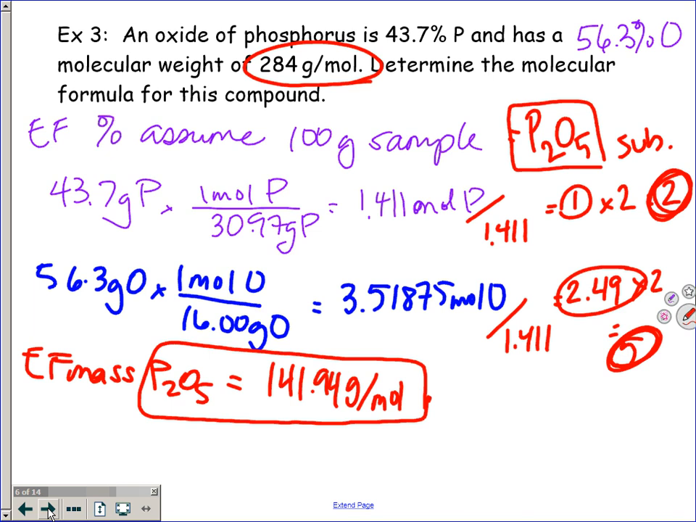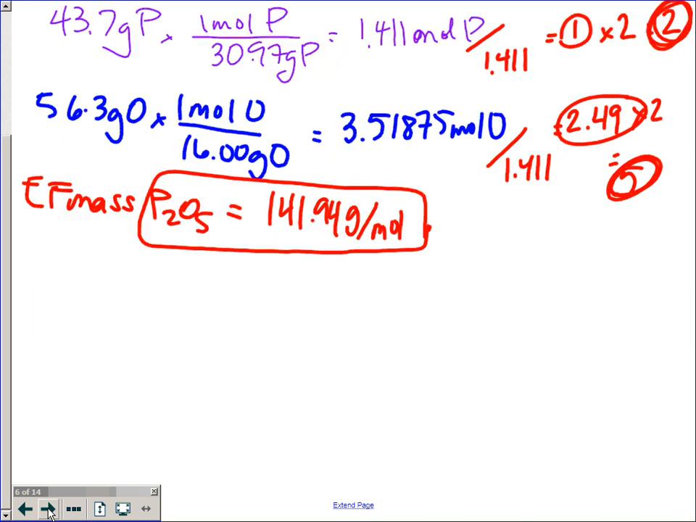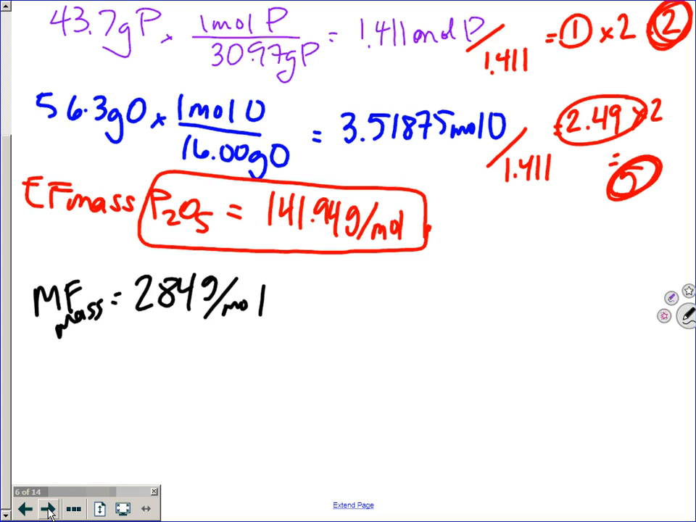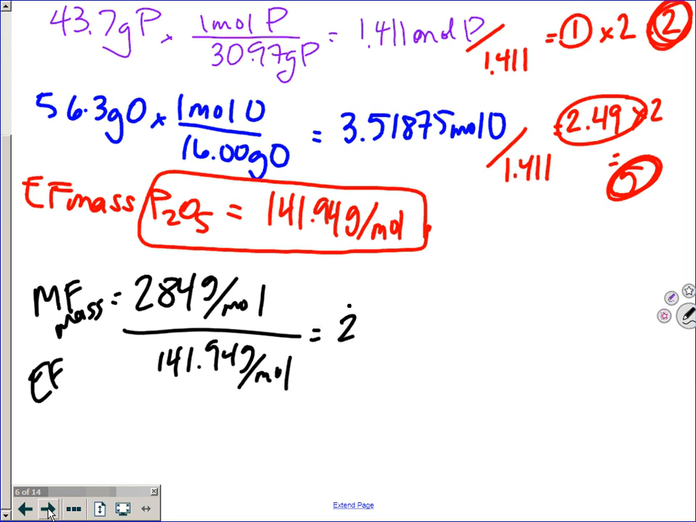But just to show our work for that, we're going to say, what was it, 284? 284 grams per mole was the molecular formula mass, or the molecular mass as it's sometimes called in a question setting, divided by the empirical formula mass, 141.94 grams per mole, multiplier of 2. So this is n, which we're going to use as a distributive factor into our empirical formula. So P2O5 now gets a 2 on the outside.